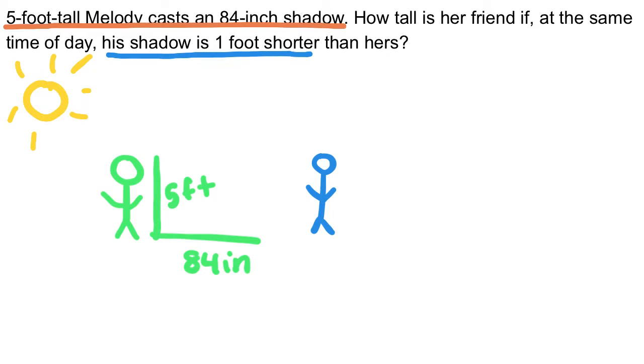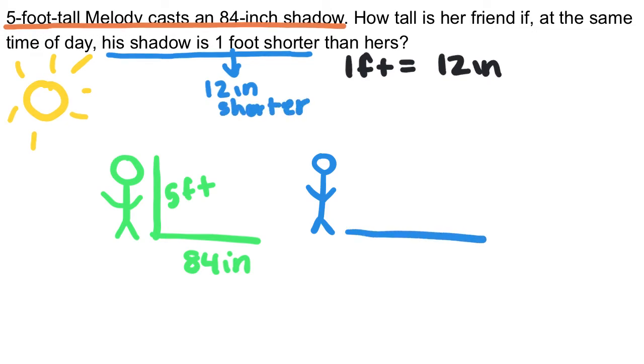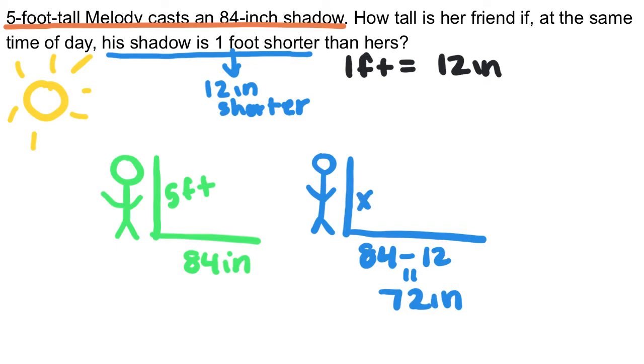So if her shadow is 84 inches, then we know that 1 foot is equal to 12 inches. This means that his shadow is really 1 foot, or 12 inches, shorter. So this length for him is 84 minus 12, which gives you a value of 72 inches. What we don't know is this height, which I'm going to call x. So now if I set up my proportion, the height of 5 feet goes with the friend's height of x. So I have 5 feet over x is equal to her shadow of 84 inches over the friend's shadow of 72 inches.